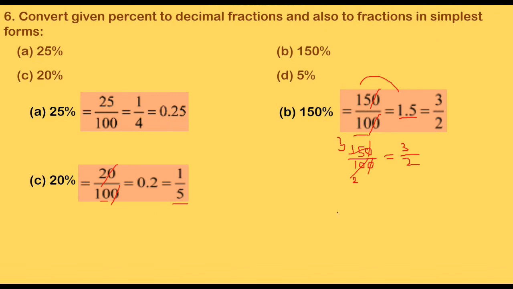Question number 6, D. 5%. That is 5 upon 100. 5 upon 100 if I take, I just put the decimal, 0.05. Here if you have any difficulty, just go through chapter number 2, fraction and decimals, revise it and you will understand why it is 0.05. Again simplest term. So 5 upon 100, make it to the simplest term as 1 upon 20.